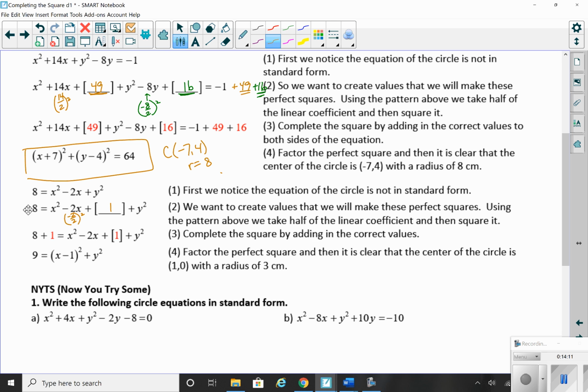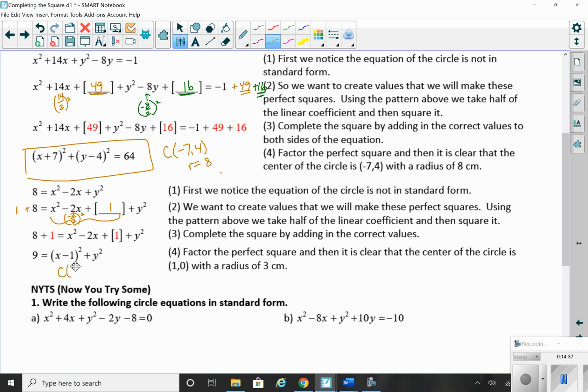Again, if I add 1 to this side, I should add 1 to the other side. So this creates a perfect square trinomial with your x's, which is x minus 1, the quantity squared. Notice, and this one's a little bit different or unique, there is no y term. There's a y squared term, but no y term. So that means that the y coordinate of the center must be 0, right? So I didn't have to worry about completing the square on those y values. Just a little bit easier.